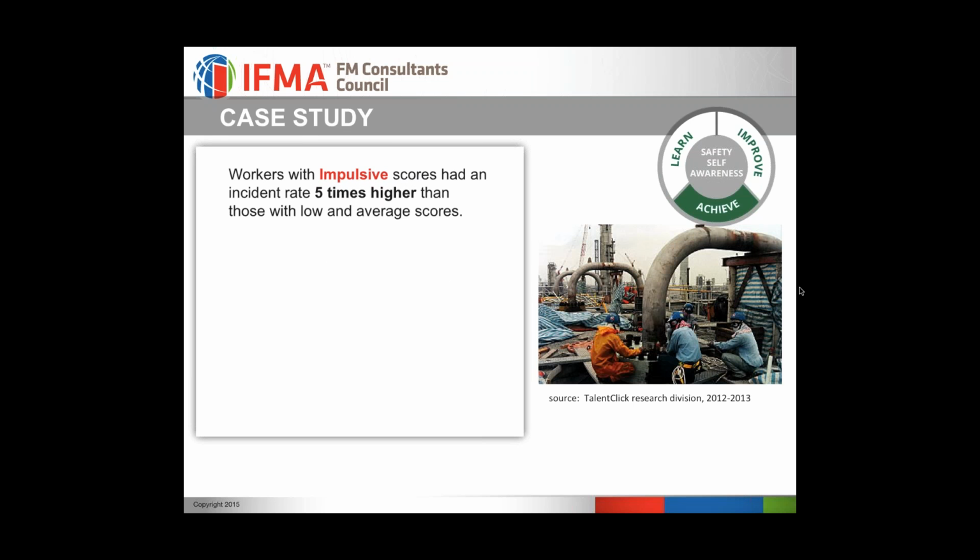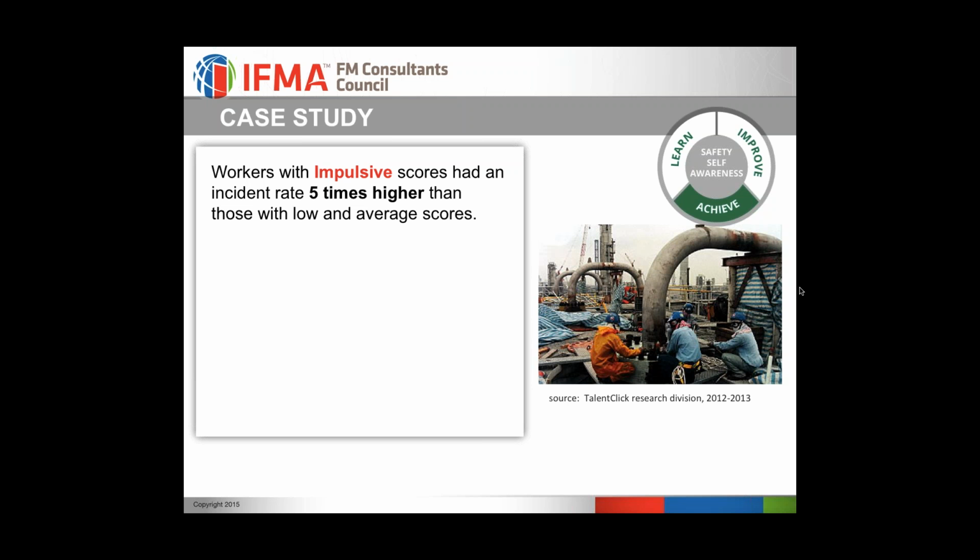This was done with thousands of workers with a construction organization based out of Nebraska. They gave us their actual safety data, 40,000 data points. It was not just injuries, but near misses, first aid, clinic visits, all that kind of thing. And we correlated the results of their safety data with the personality assessment results. And it was really interesting. The workers who scored more impulsive had an actual incident rate in the past 5 times higher than those with low or average scores.